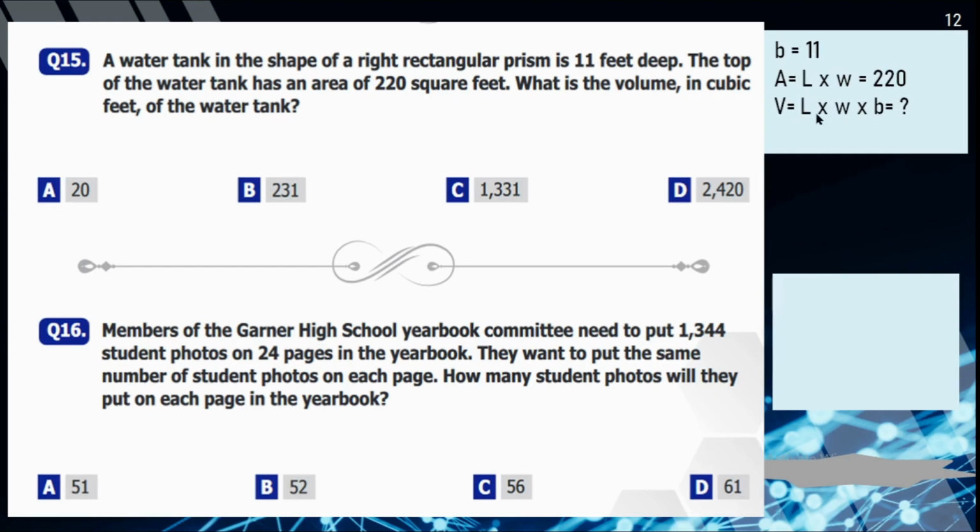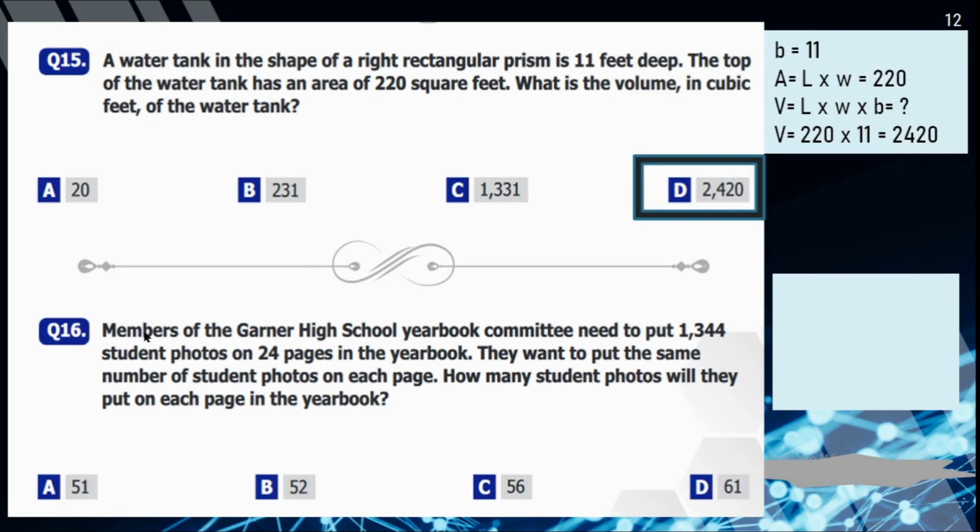So all the values are present because the product of length and width is already there, that is 220. That will be multiplied by the breadth, that is 11. So if we multiply the values, the answer will be 2420. That is our option D.